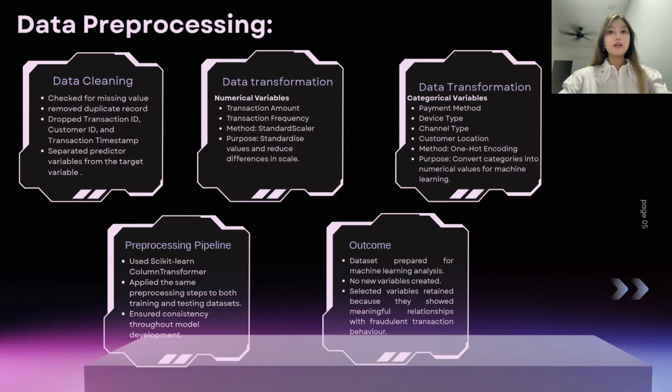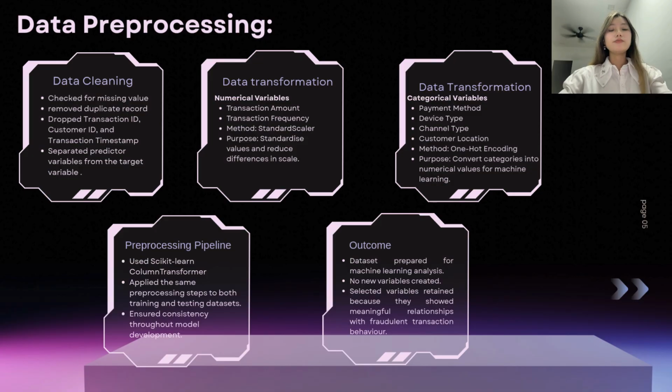Before training the model, we perform data preprocessing to improve data quality and ensure accurate prediction. First, we clean the dataset by checking for missing values and duplicate records. We also remove transaction ID, customer ID, and transaction timestamp because those variables only identify transactions and do not contribute to fraud prediction.